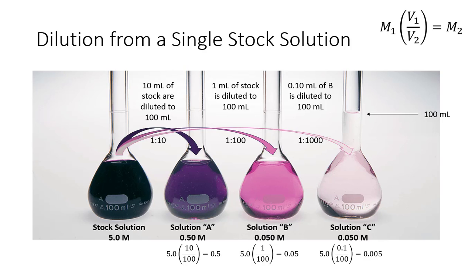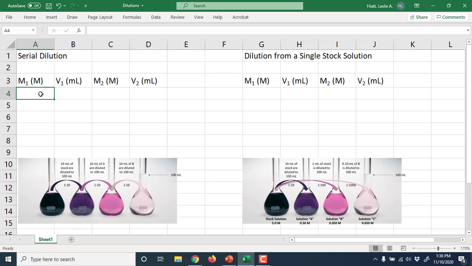We can do this in Excel, and so let me open up Excel and show you how you might do this in Excel. All right, here is Excel, and I have set it up so that we've got serial dilution equations on the left, and then dilution from a single stock solution on your right.